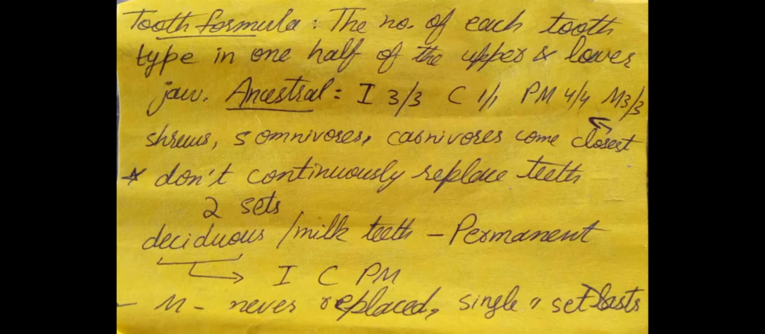Teeth are not continuously replaced. Only 2 sets develop in a lifetime. Temporary sets that include deciduous or milk teeth are replaced by the permanent teeth. Deciduous or milk teeth are incisors, canines, and premolars, while molars are never replaced. They develop as a single permanent set and last forever.